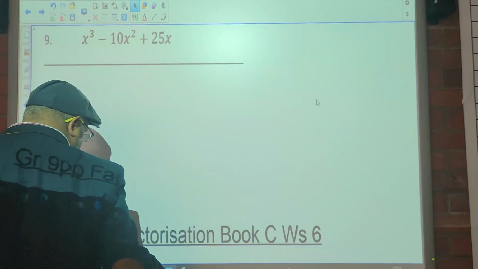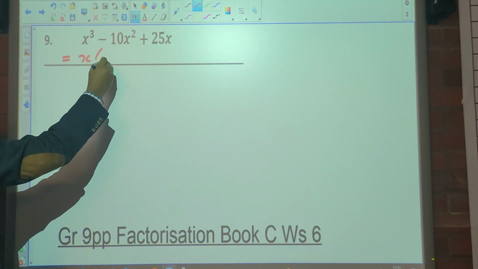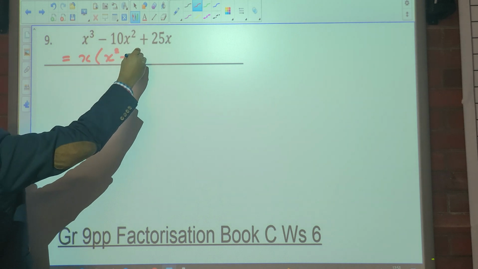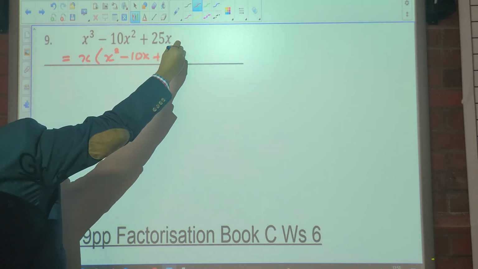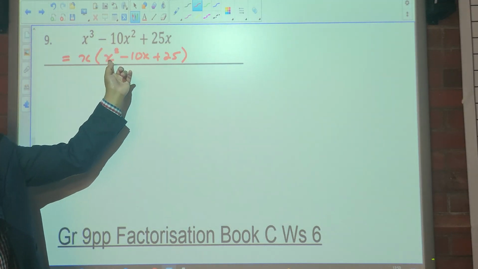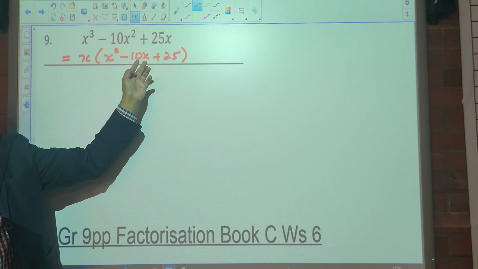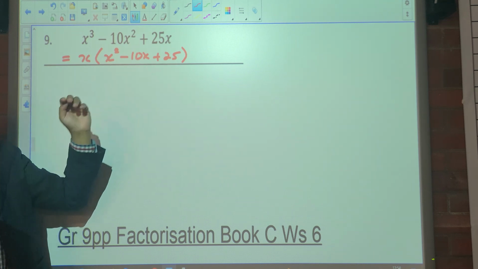Okay, so what must be done? You've got a common factor of x. What are we left with? X squared minus 10x plus 25. 3 terms. First term is a perfect square, not so? The last term a perfect square? Yes. So this could be a perfect square trinomial.